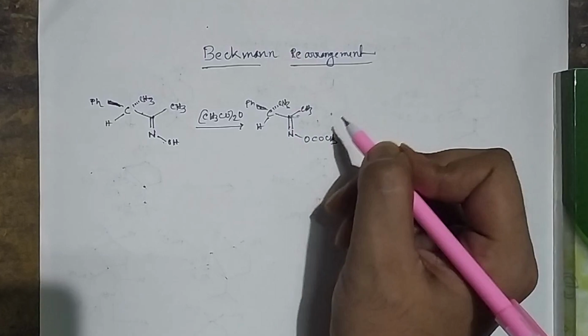Okay, and here is another important aspect, that as the carbon which is migrating is chiral, so during the migration the configuration of that chiral carbon will be retained. So this is the main message from this problem, which is that the configuration of the chiral carbon will be retained. So let's just write the product.